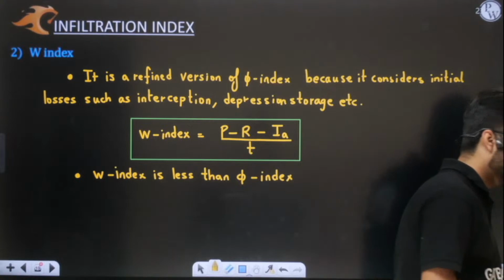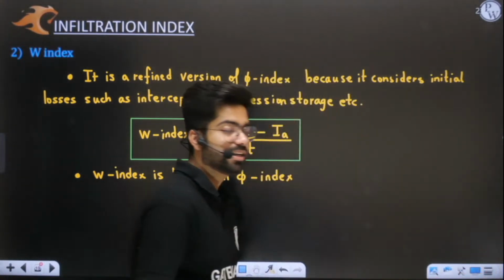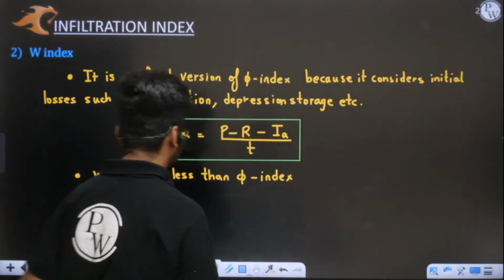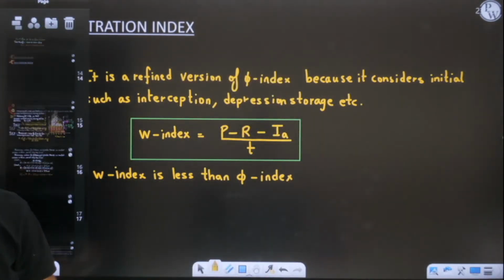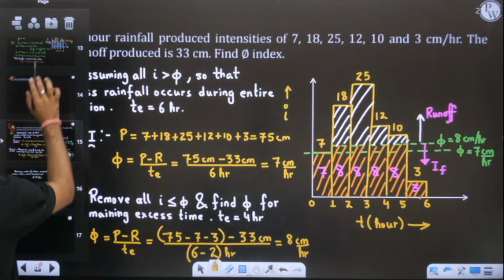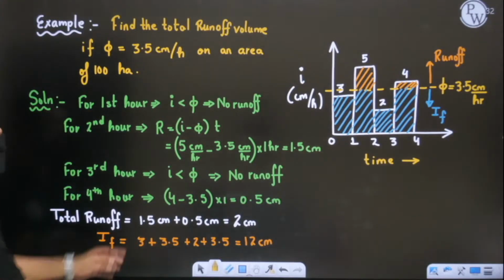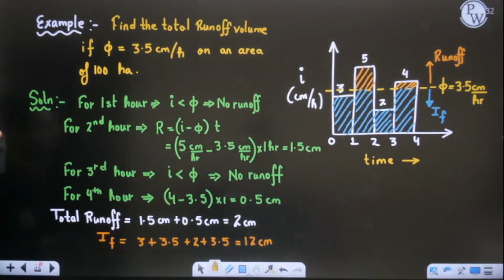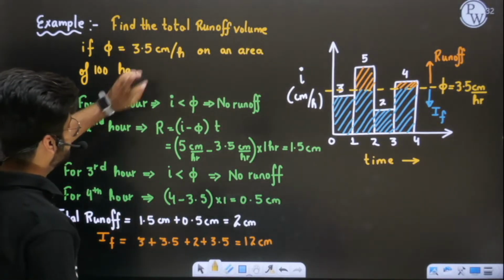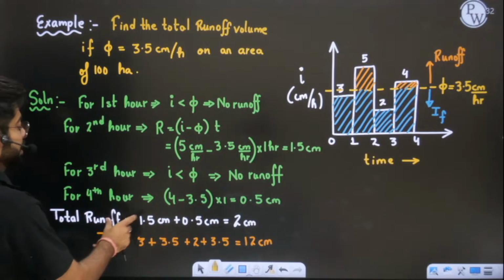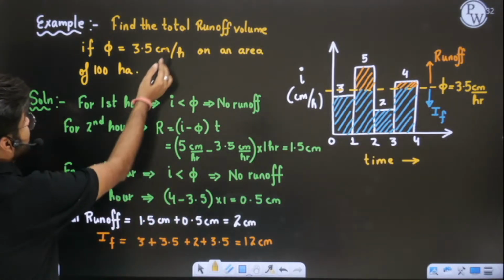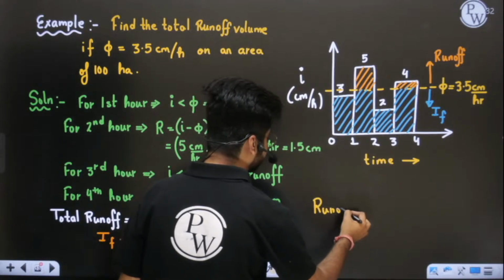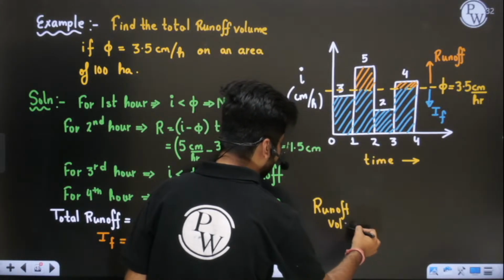What is the use of phi index? Very good. The use of phi index is to calculate runoff volume. I have explained the use of phi index to you in this example. This example is purely showing you the use of phi index. If you have phi index, I told you we have this much runoff. Now runoff is 2 centimeter and they are saying find the runoff volume. So how will you find runoff volume here? Tell me, Sushil.